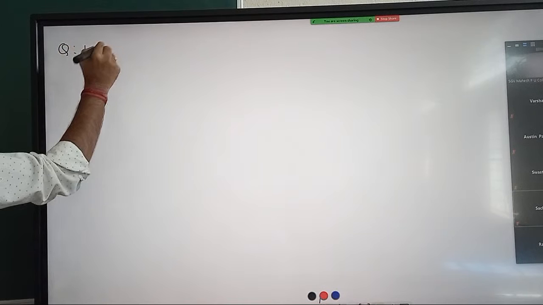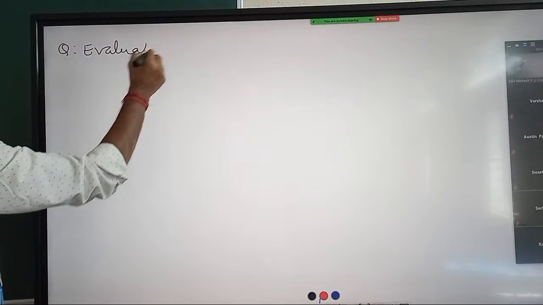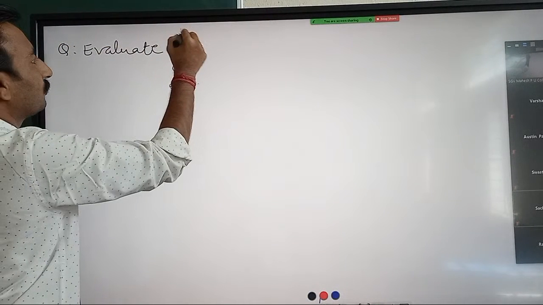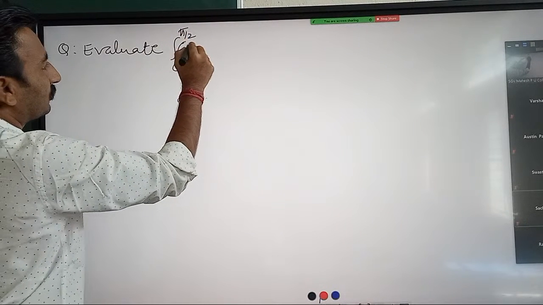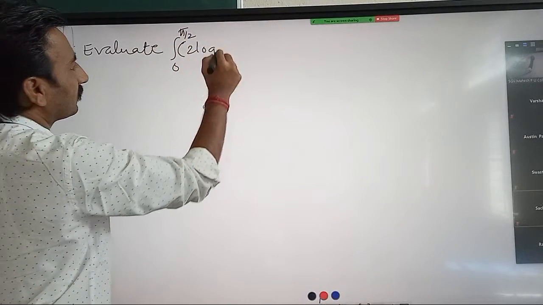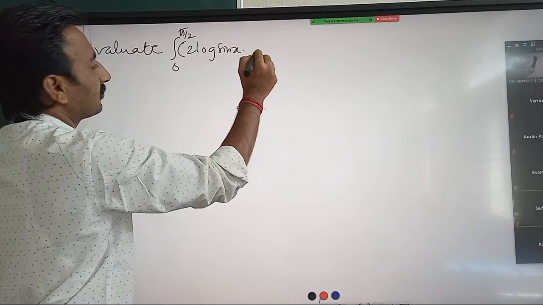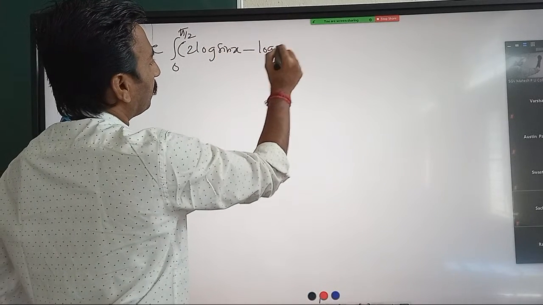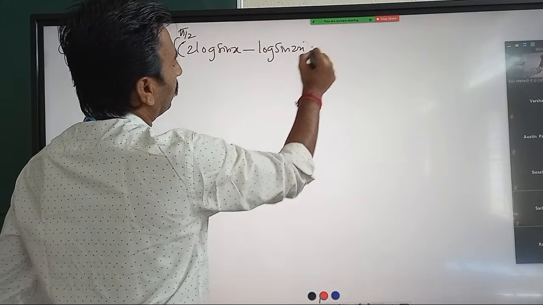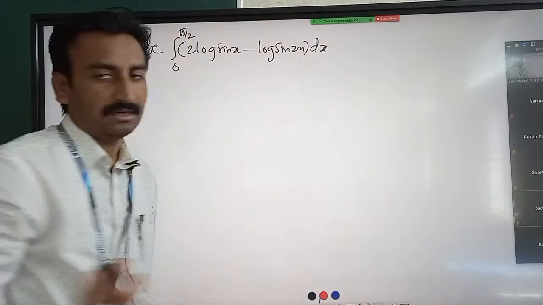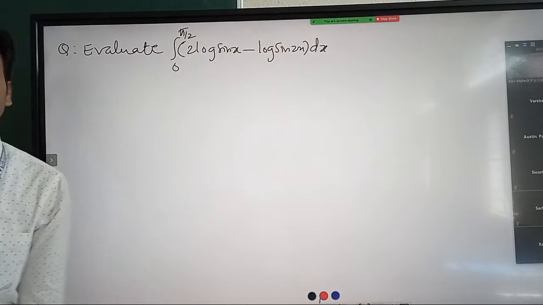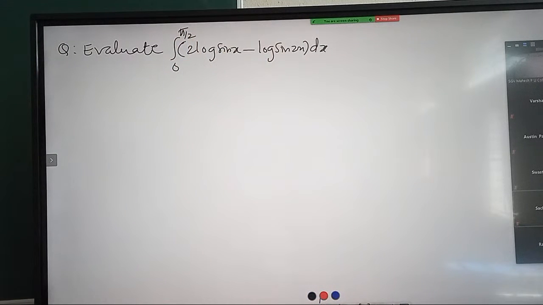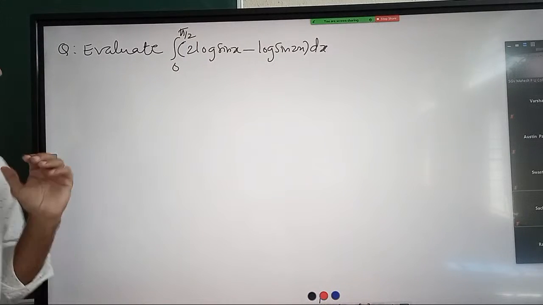Evaluate the integration from 0 to pi by 2 of 2 log sin x minus log sin 2x. Understand here, it is the sin 2a formula, it is only sin a. Okay, it is like that. Yes, look at this problem. It's a very simple problem but a confusing problem.